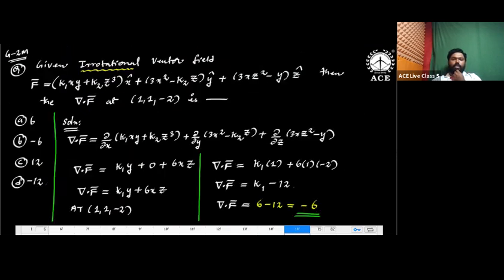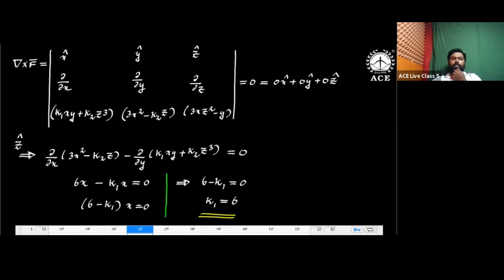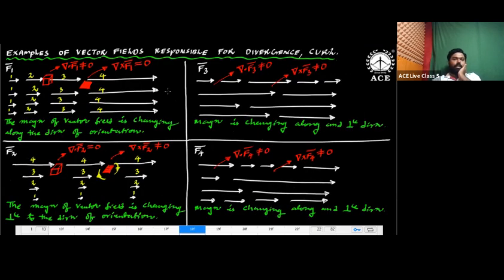You have seen some questions. And to have further insight into curl and divergence, we have taken some examples. The vector field whose magnitude is changing along the direction of orientation will have divergence. The vector field whose magnitude is changing perpendicular to the direction of orientation will have curl. The vector field whose magnitude is changing along and perpendicular will have both curl and divergence.